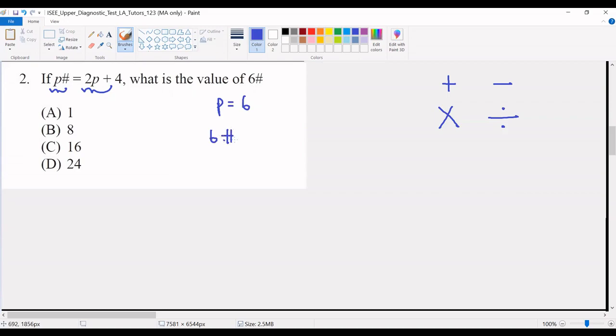So 6 pound is equal to 2 parentheses plus 4. Inside this parentheses, we're going to substitute in 6 so that we just follow order of operations to simplify. 2 times 6 is 12. Then we carry down the 4. And lastly, 12 plus 4 is 16. And our answer here is C.